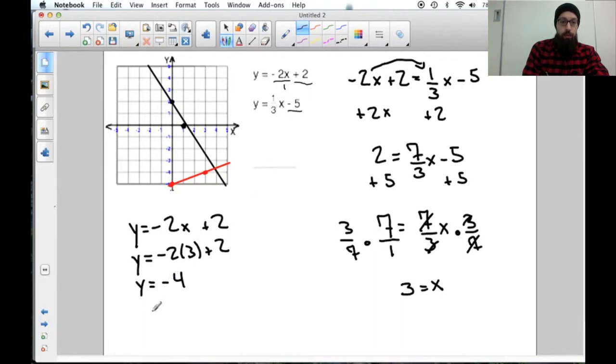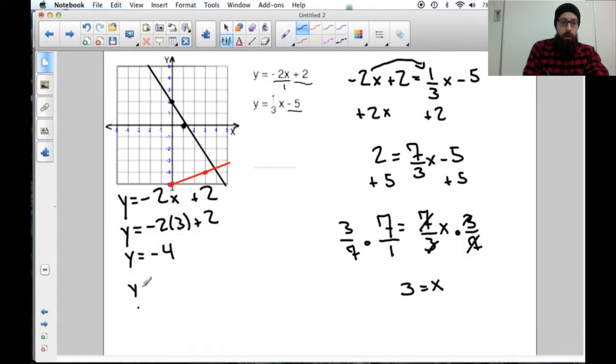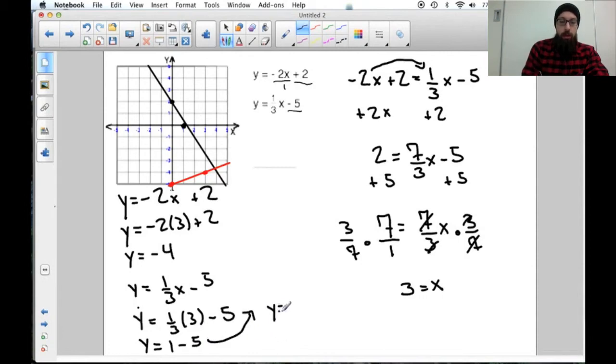I can do the same thing for y equals 1/3 x minus 5. I figured out that x is 3, so y equals 1/3 times 3 minus 5. 1/3 times 3 gives me positive 1, minus 5. Unfortunately I ran out of room, but y is going to give me negative 4. So I know that my answer should be 3, negative 4.